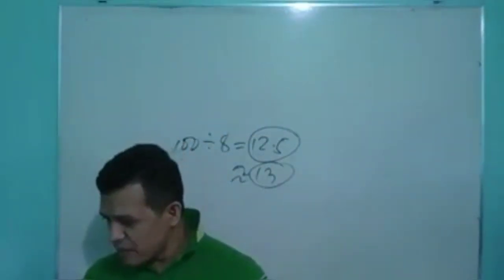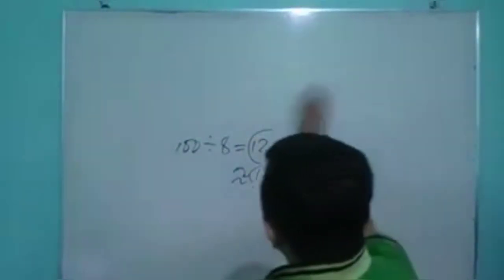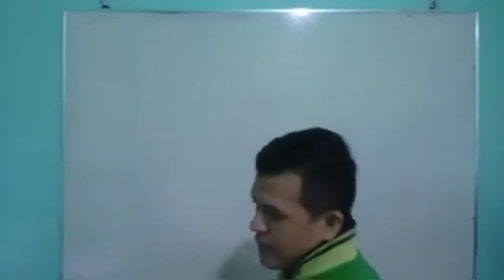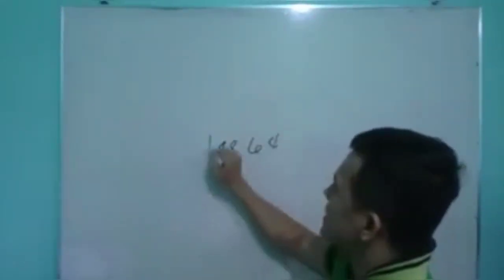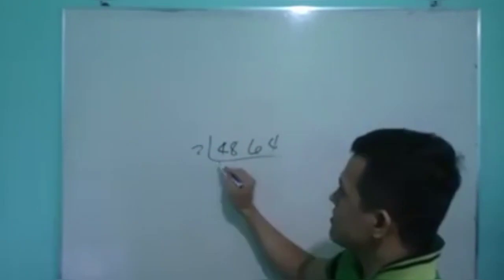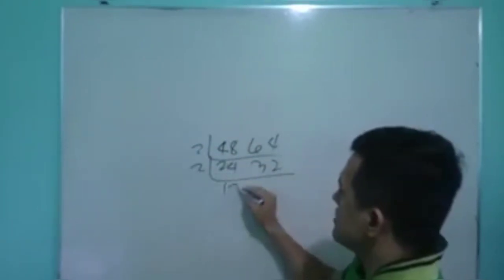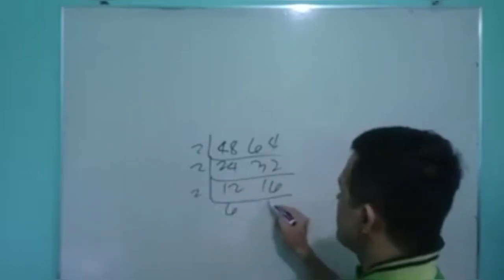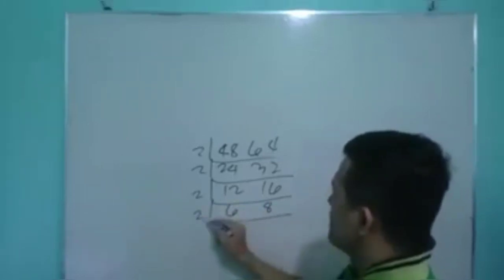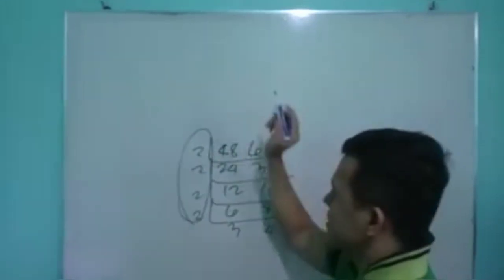Next one. What is the greatest integer that evenly divides both 48 and 64? When we say 48 and 64 evenly divide, that means it calls for a greatest common factor. Okay, so 48 and 64, we just do it like this. Divide by 2, so this one is 24 and this is 32. We can still divide by 2, so this one is 12 and this one is 16. By 2 again, we have 6 and 8, and by 2 again we have 3 and 4.